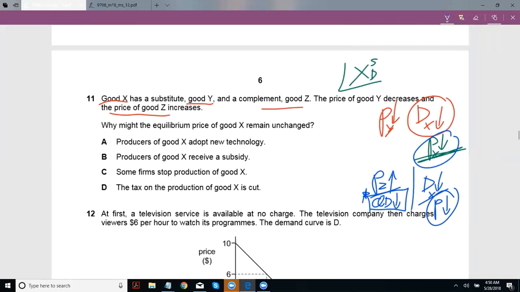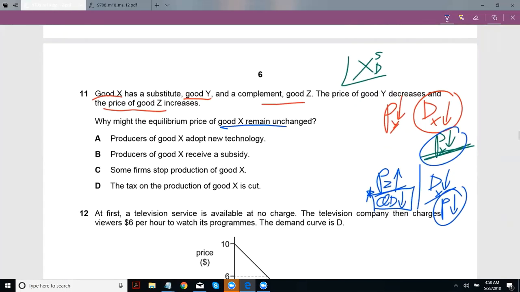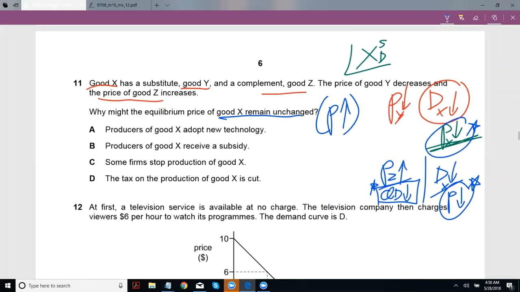Okay, but why might the equilibrium price of good X remain unchanged? So you're looking for something that counteracts these two decreases in price by an increase in price. If good X adopted new technology, that will probably reduce costs and hence reduce price. If you receive a subsidy, that will probably reduce price. If some firms stop producing good X, that means supply has gone down, and when supply goes down, price increases. So yes, that could be a reason why it remains unchanged.